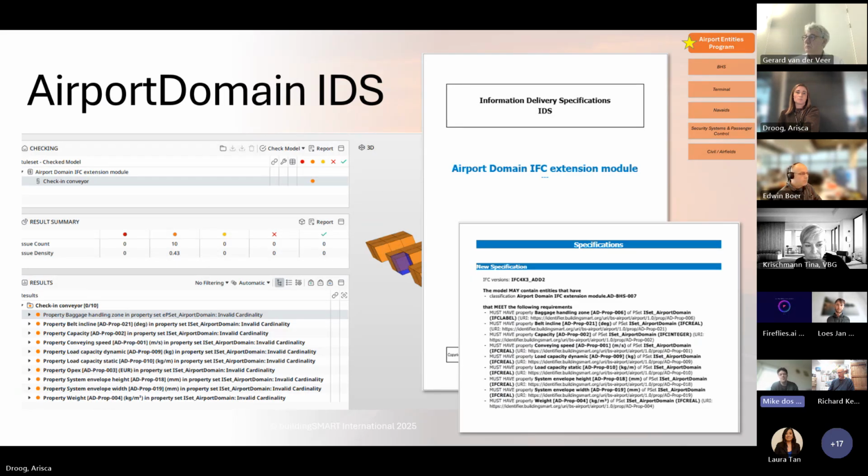You see that apart from using this to populate your model as a model author, you can also, as a client or as a designer or as a contractor, extract from the bSDD an IDS, which is information delivery specification, which is a way to check the information or agree upon the information that you're going to use during the project. So we use the IDS to validate that the information we created is according to the bSDD Airport Domain standard.